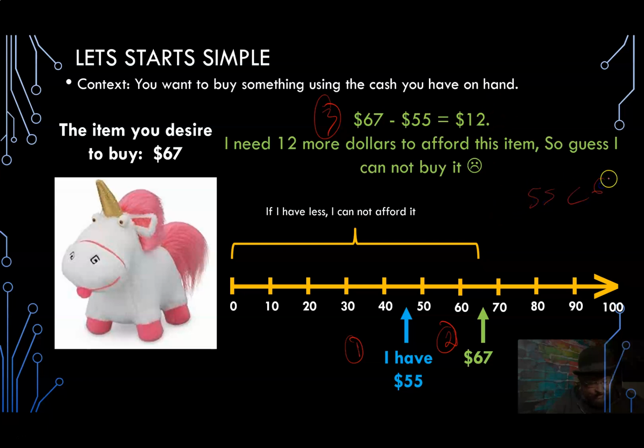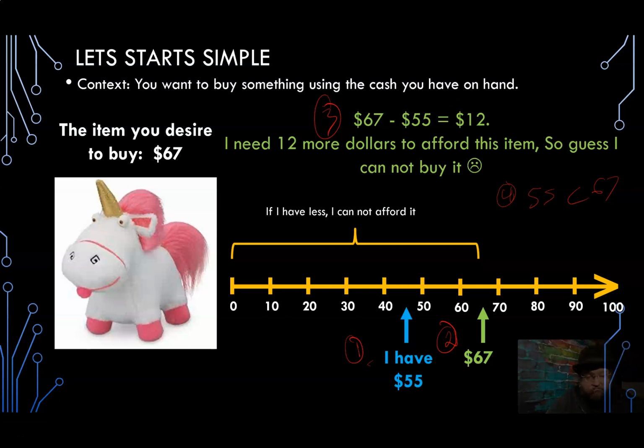In this case, 55 is less than 67. That's an automatic given from what we've learned before. So this is less, and it's less by 12. Because it's less, I can't actually afford it. So those premises: 1 is I have 55. 2 is that it costs $67. 3, if I have less money than is required for it, I can't buy it. How much is the difference? A difference of $12 and it's less. So combining all these together, I can argue I can't buy it.